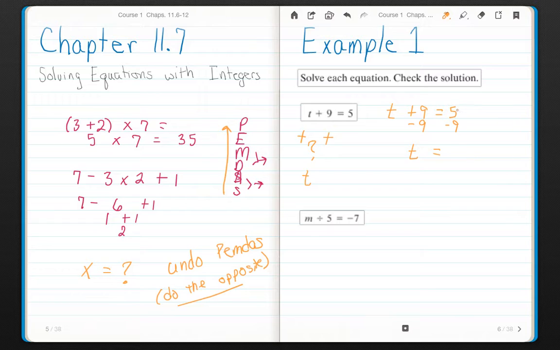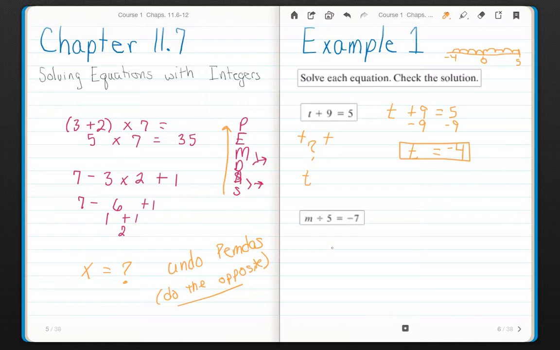So t equals 5 minus 9. Well, 5 minus 9, if I think of a number line, here's 5, and I want to take 9 away. So I'm going to take away 1, 2, 3, 4, 5. I'm going to get to 0. Take away another 4, 1, 2, 3, 4. I'm at negative 4. So t equals negative 4. And I can check that. Negative 4 plus 9 does in fact equal 5.